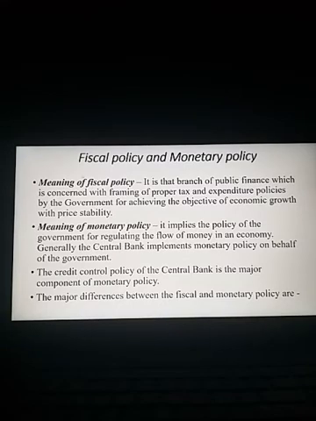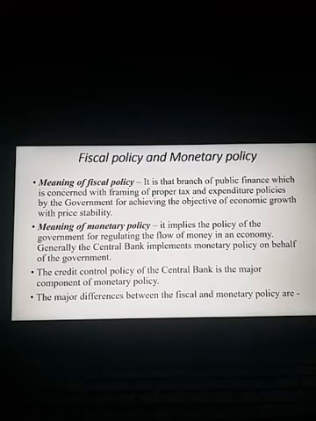Often in economics, we use the word fiscal policy as well as monetary policy. First, it is very essential for us to know meaning of fiscal and monetary with differences. Let us try to discuss them in detail. Observe the very first point.